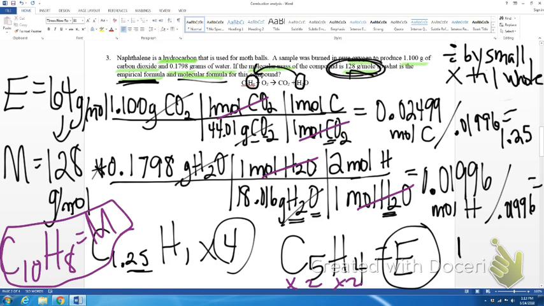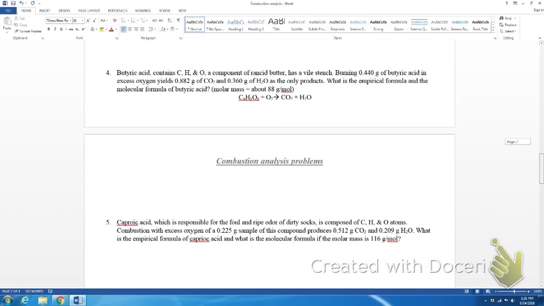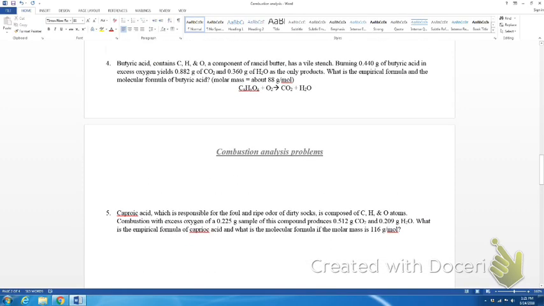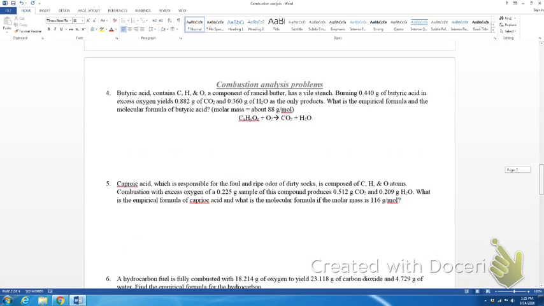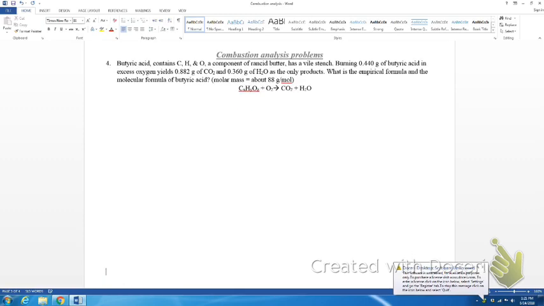Now, like I said, that's the easy one. And now we're going to do the harder one, which is number 4. Give it some good space. Okay. Alright, so this is the hard one. It's going to ask us for empirical and molecular again, but we're going to have a lot more math to do. And so here's why.